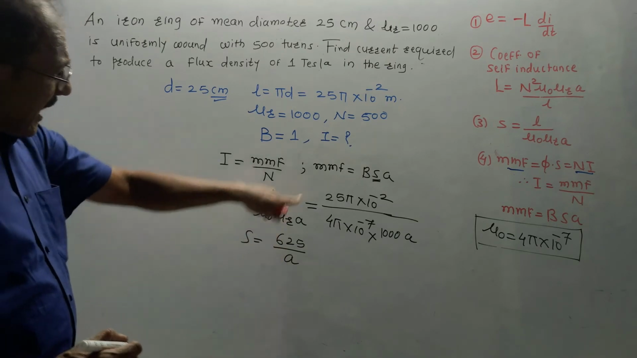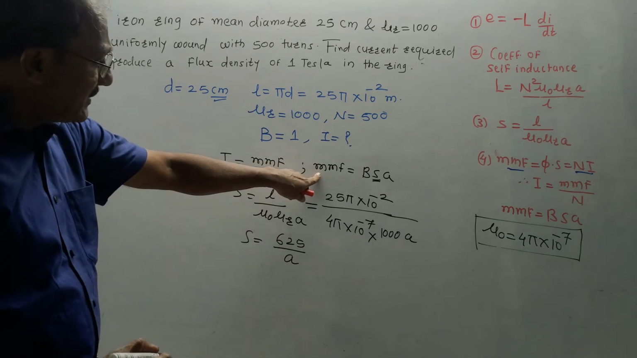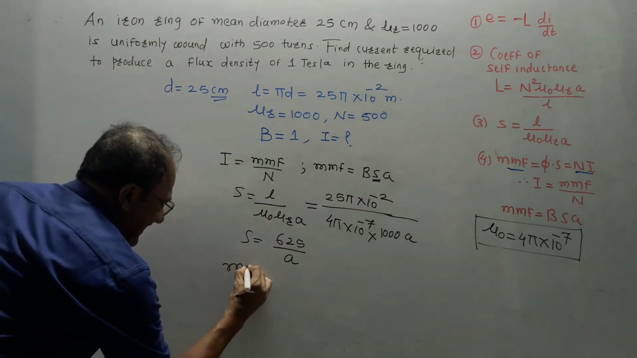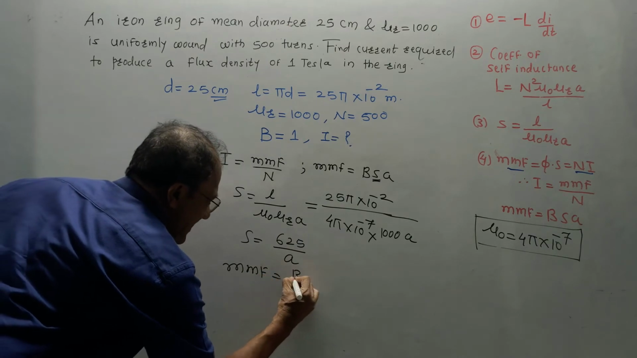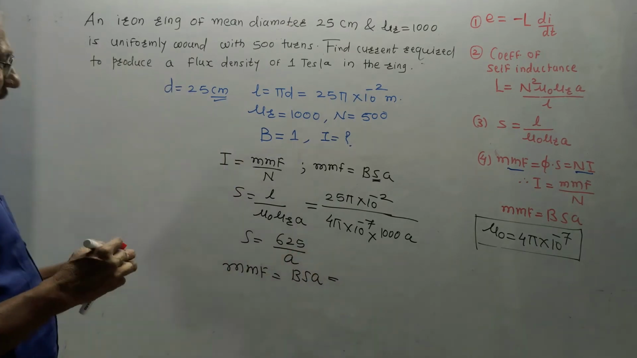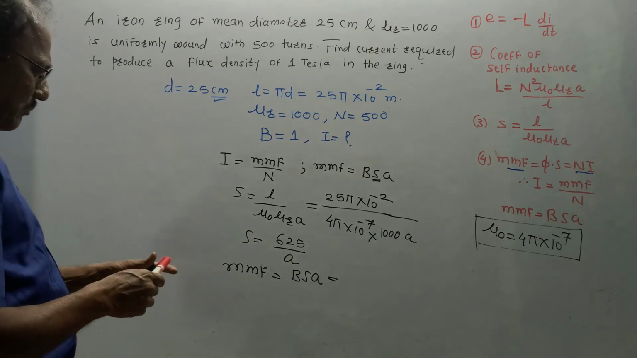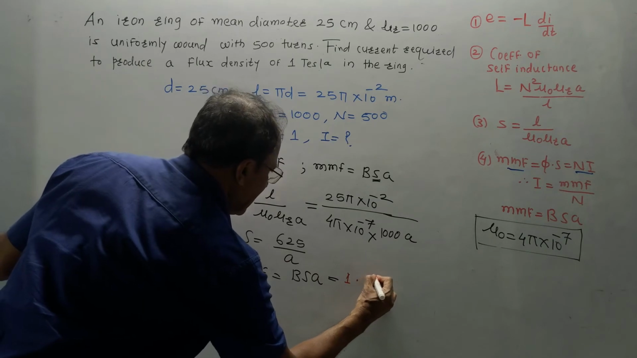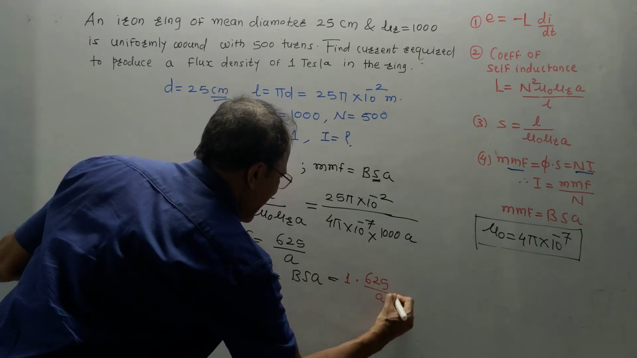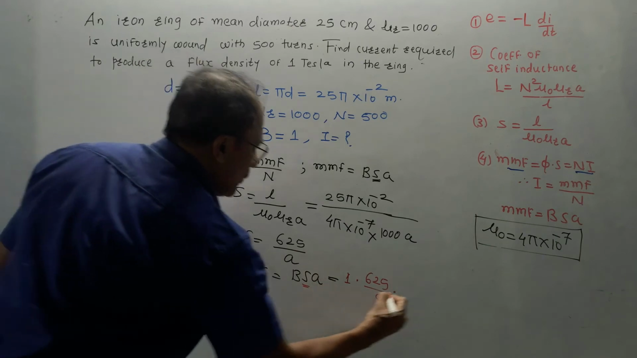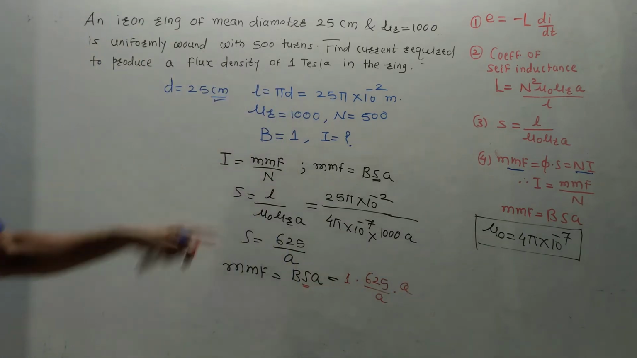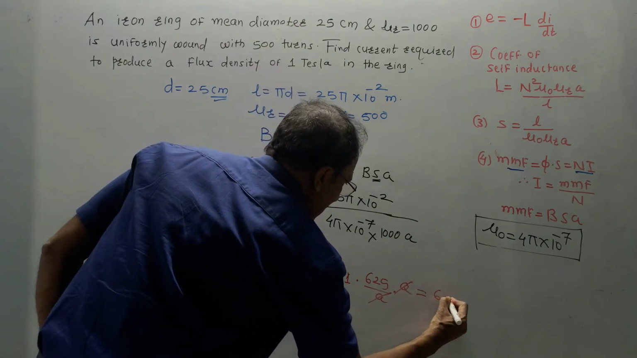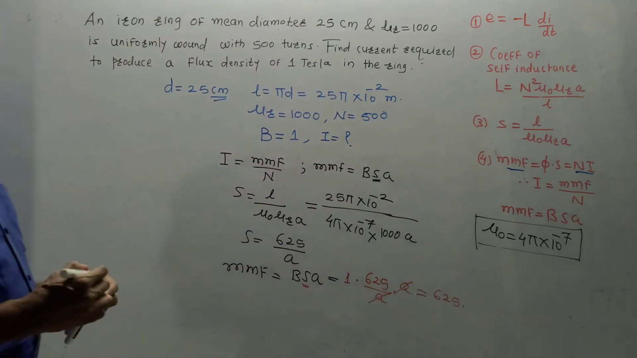Next, I have to calculate the value of MMF. MMF is magnetomotive force, which is B into S into A. So MMF is equal to BSA. Simply I have written the formula. I will put the values. The value of B is 1. S we just now calculated, it is 625 upon A, into A as it is. As I mentioned earlier, the area of cross-section is not given, it gets cancelled automatically. So the value of MMF becomes 625.